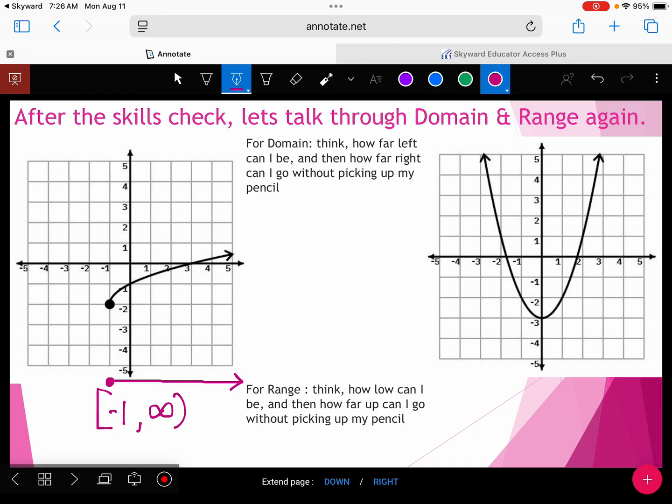And we can do the same thing for our range, but this time since we start how low can we go, and when do I stop going up? He's not here. He's not here.